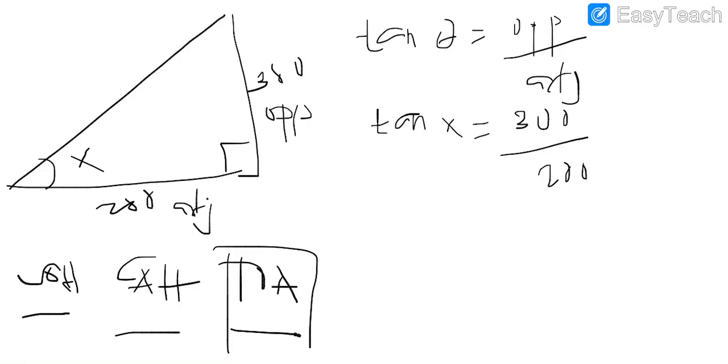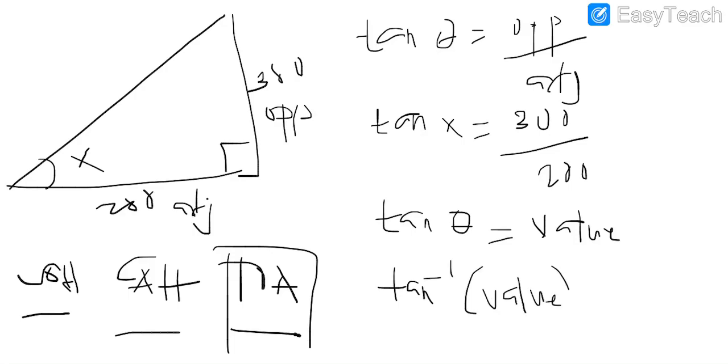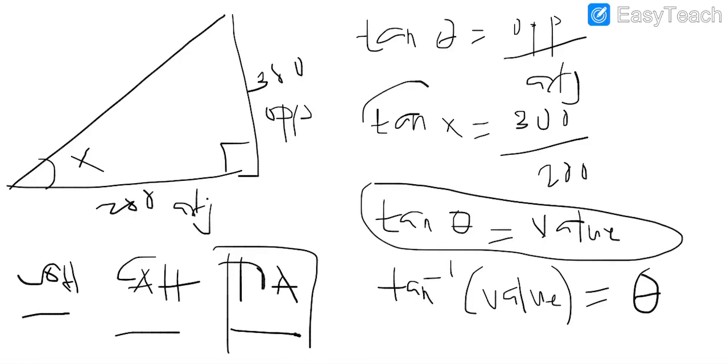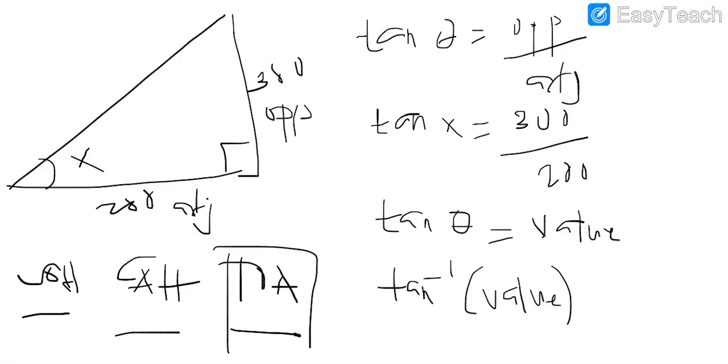So, how do we solve this? Now, remember in our discussion that when the form looks like this, tangent theta equals a specific value, then we can rewrite that as tangent inverse of the value, which will give us the degree or the value of the theta. So here, this is the same form as that, right? So we can use the same concept or the same idea.